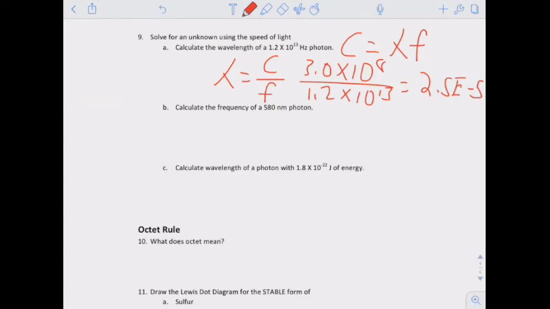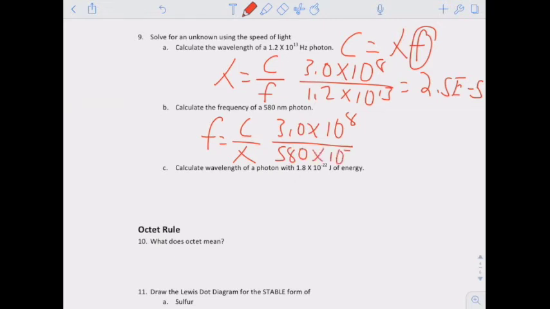On the next one, it says calculate the frequency. So all we're doing is calculating frequency now. Frequency equals the speed of light divided by the wavelength. So 3.0 times 10 to the 8th, all divided by, and since this is in nanometers, just put 580 and then on your calculator go times 10 to the negative 9th, and you should get a frequency of right around 5.17 times 10 to the 14th.